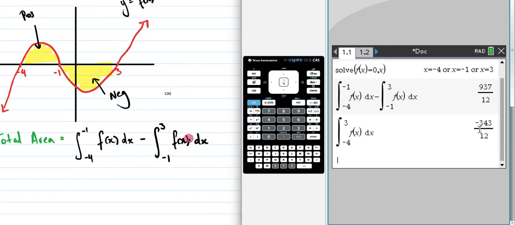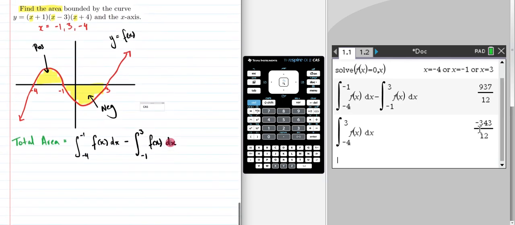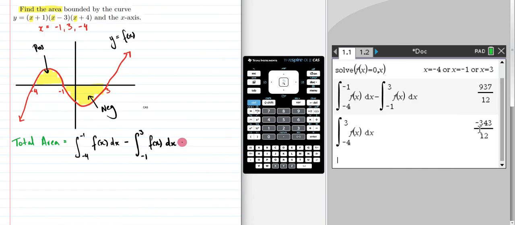So now if we come back here for a moment, let's zoom out and put in what we have found. Where's my pen? We have found that this right here would be 937 over 12. And if we wanted to find our signed area, it's just the definite integral from -4 to 3 of f of x dx, that would be equal to -343 over 12. And just like that, we have finished this lesson.